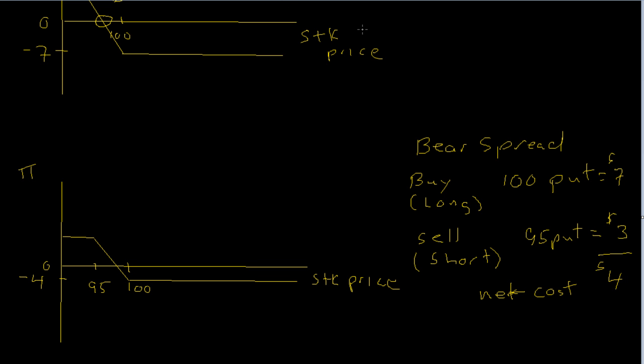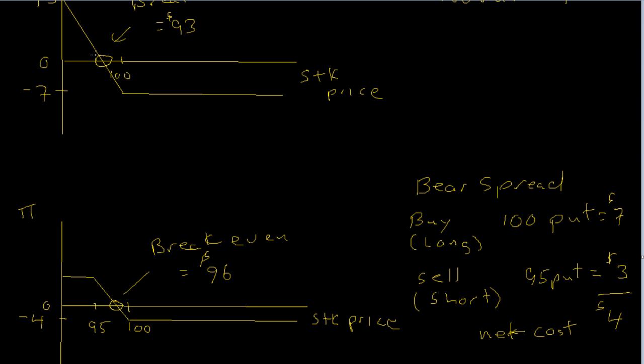And I didn't quite draw it to scale, but where it crosses here, the break-even point is going to be equal to what? The stock price has to fall by $4 a share from 100, so it's going to be 96. So instead of having a break-even point of 93, as we had in the previous case, we have a break-even point of 96. Okay, what's the maximum profit you're going to make? Well, the maximum profit you're going to make is $1 a share. Okay, you're not going to make a tremendous amount of money, but it's a relatively inexpensive strategy.